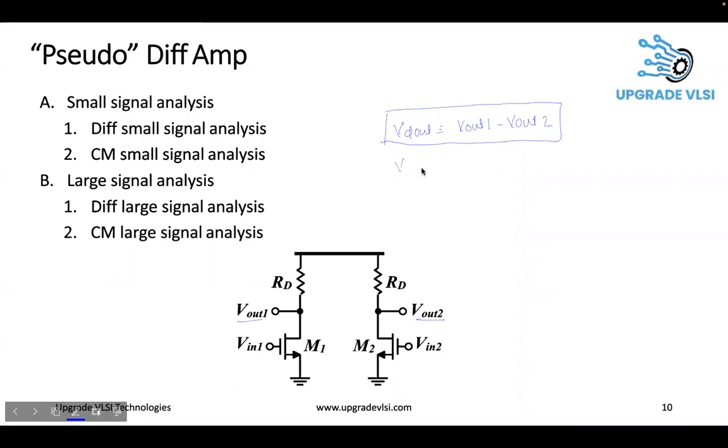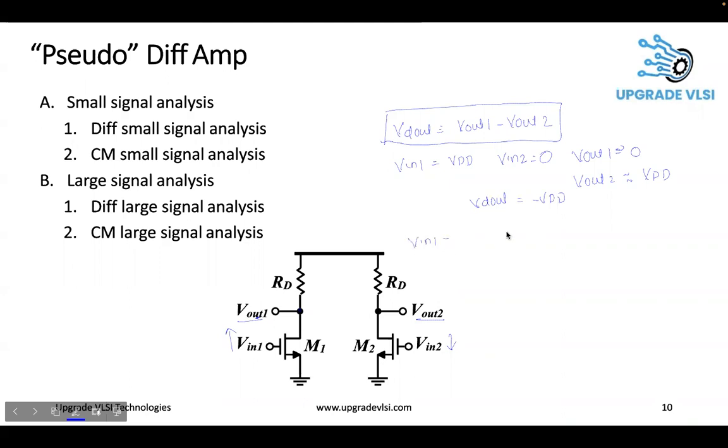So let's say V in 1 is at the supply and V in 2 is at the ground. This one is too high and this one is too low. When this is too high, V out 1 becomes 0 because this is completely on, so it will pull V out 1 to ground. V out 1 will be approximately 0 volts. This one is off, so no current flows through M2. So V out 2 will be pulled to the supply voltage through RD, so V out 2 will be VDD. If you take the difference, V out differential will be minus VDD.